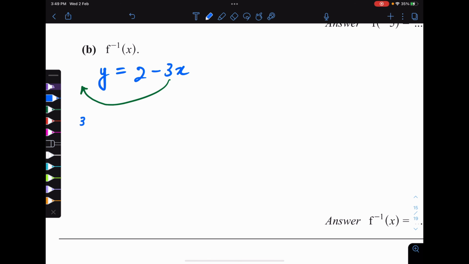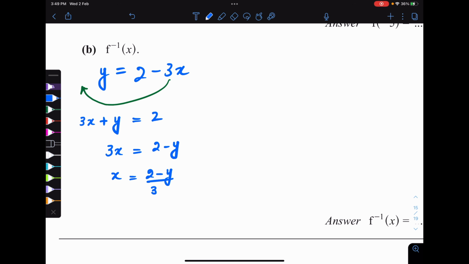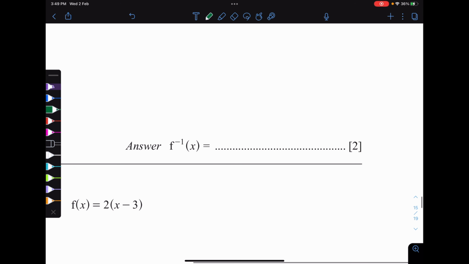So it will become 3x plus y is equal to 2. 3x is equal to 2 minus y, and x is equal to 2 minus y over 3. The last substitution would give us f inverse of x is equal to 2 minus x over 3. And this is our final answer.